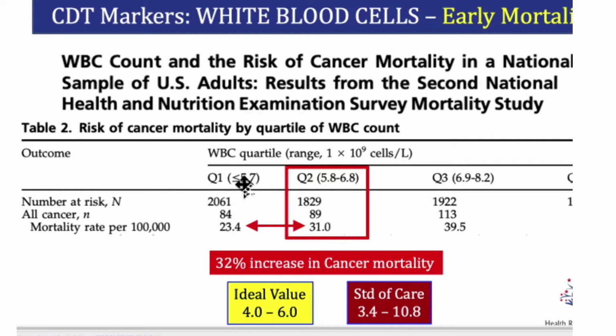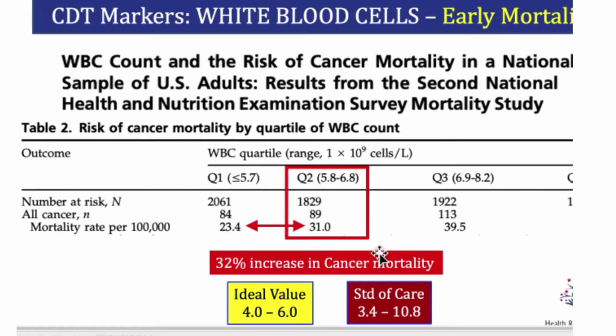They're not looking at that risk. Your mortality rate is 23. If you go just to 5.8 to 6.8, very normal. 6.9 to 8.2, very normal. Greater than 8.3, we don't know what the distribution is, but some of them might be abnormal, but some of them might be normal. Just by going from 5.7 to, let's say, the average, 6.3, 32% increase in cancer mortality.